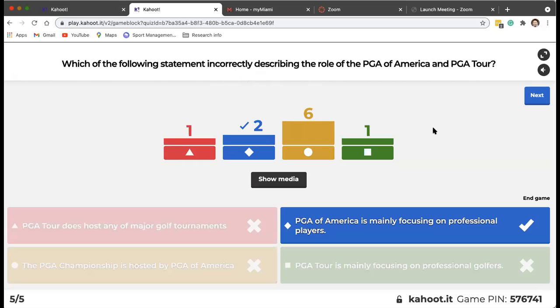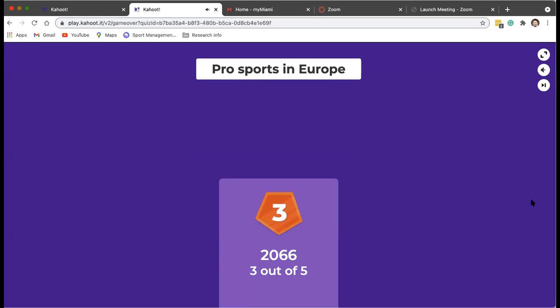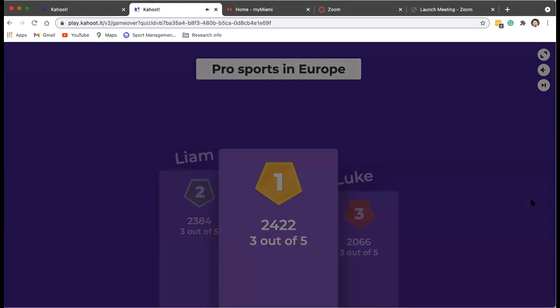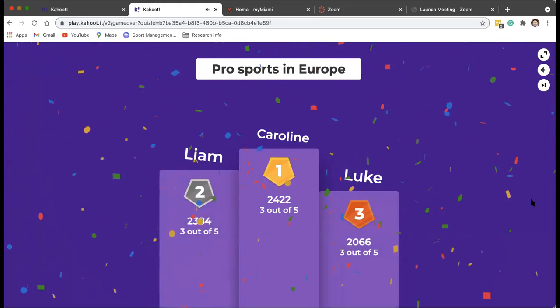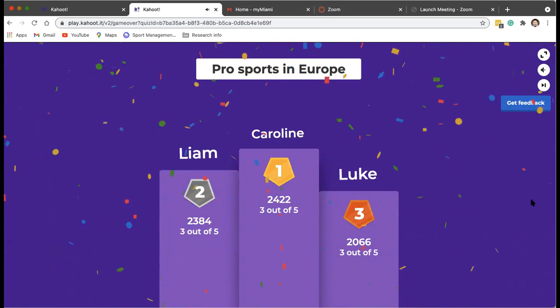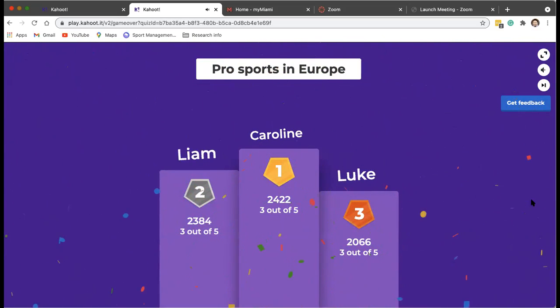Okay, after 5 questions, here is the final ranking. Luke is actually in 3rd place. Lian is in 2nd place. And Collins is in 1st place. All of them finished with 3 correct answers. And Zhire is in 4th place, and Cloton is in 5th place, right? So great job. So this is a little Carhu games.